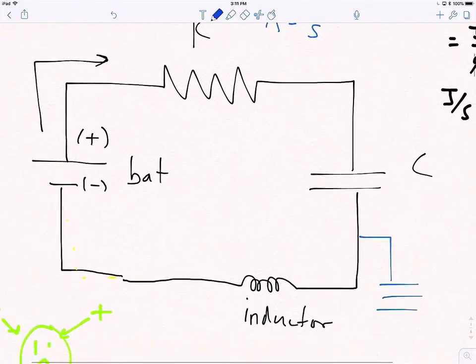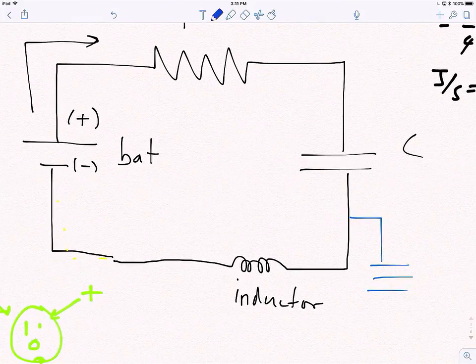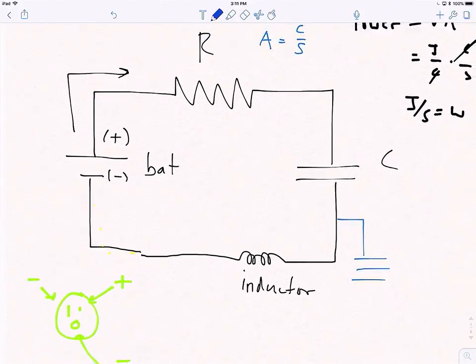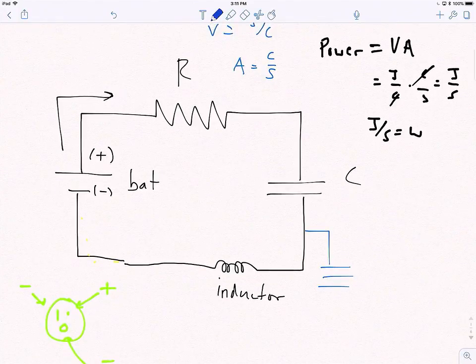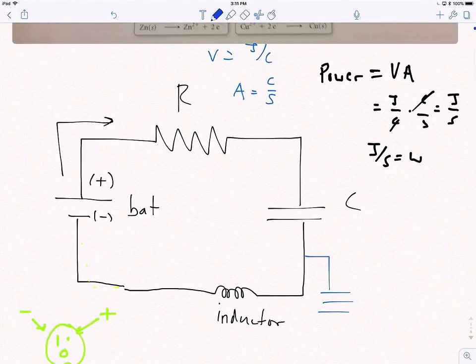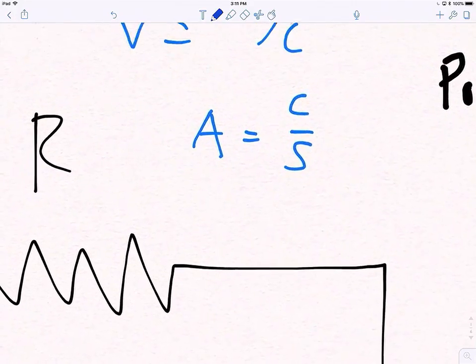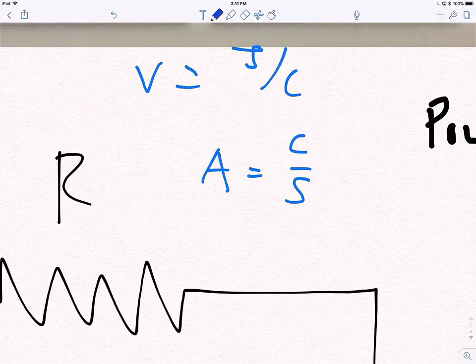If you see this line attached to 3 bars, that means ground. That's a grounded circuit. Not all circuits have to be grounded. And some other terms. So a volt means joules per coulomb. So joules is energy per charge. So amperage is the current, it's coulombs per second.